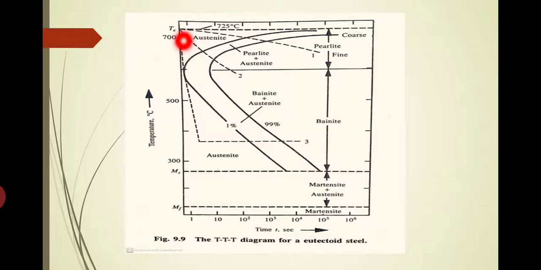That means from this 727 or 725 degrees Celsius to almost 400 degrees Celsius, that much difference is there. That means almost above 300 degrees Celsius difference is there, and you can see the time for that cooling is very small. That means the third curve is the fastest cooling rate.